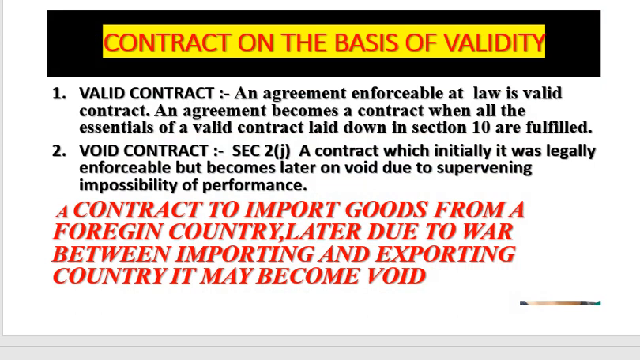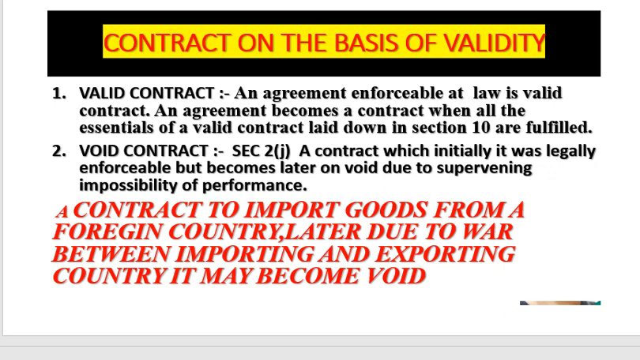Void contract is defined under Section 2(j). When a contract was formed, it was legally enforceable, but later on it becomes void due to supervening impossibility of performance. The contract which was initially valid, but later becomes void, may be due to the supervening impossibility of performance or due to a change in the law. Like a contract to import goods from a foreign country: later, due to war between the importing and exporting countries, it may become void. Earlier it was valid. When there was a war, the contract becomes void.